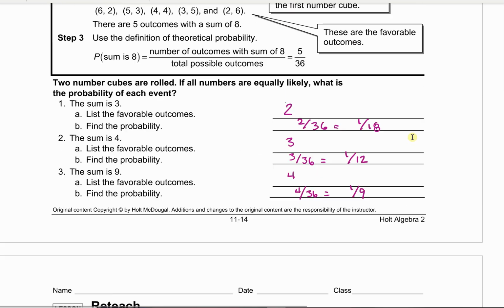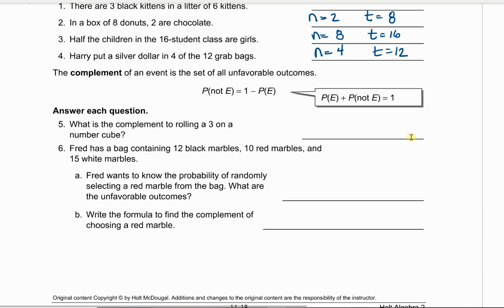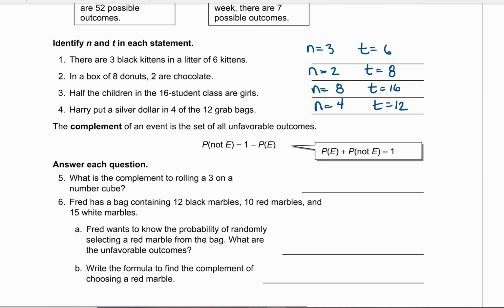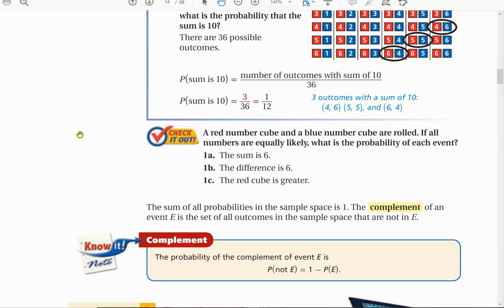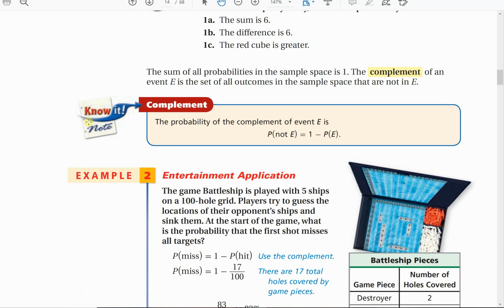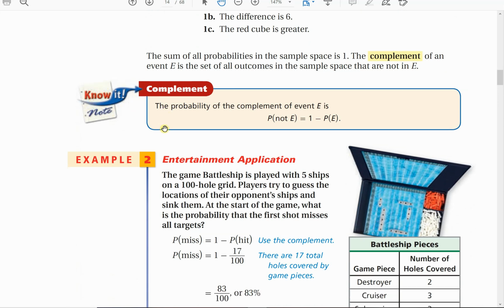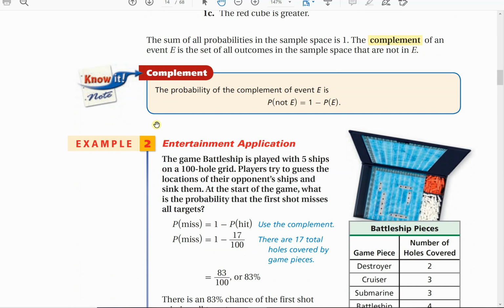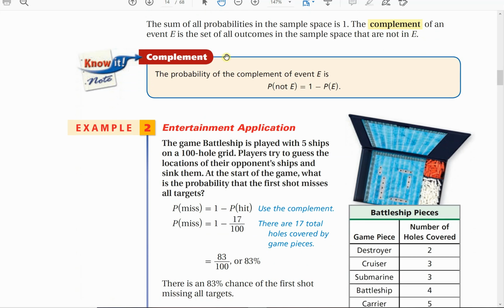So complementary events. Let's go back here. An event of all possibilities in the sample space is always going to be 1. The complement of an event, E, is the set of all outcomes that are not E. So sometimes it's easier to find the complement than to find the probability of an event happening. So the probability of the complement is going to be 1 minus the probability of E.